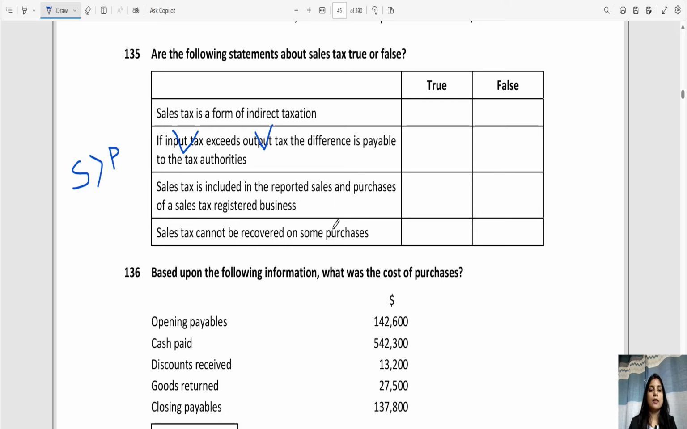And the sales tax cannot be recovered on some purchases. That's true. VAT will be charged at 20% or 0%. On some goods, no VAT needs to be charged. Or in some cases, like client entertaining, you will learn about this in the VAT chapter of the taxation F6 paper. If there is VAT related to client entertaining, you can't recover the VAT on those items. So it's true.